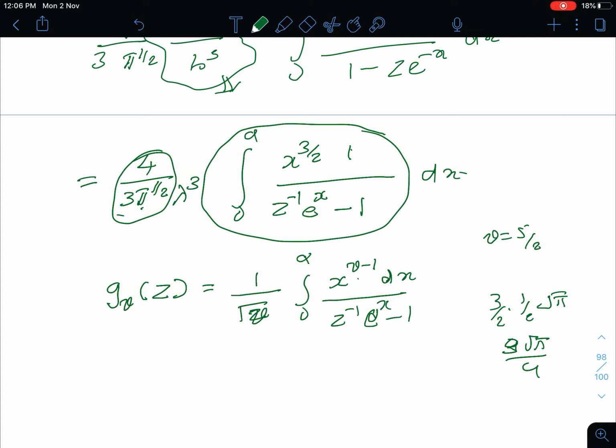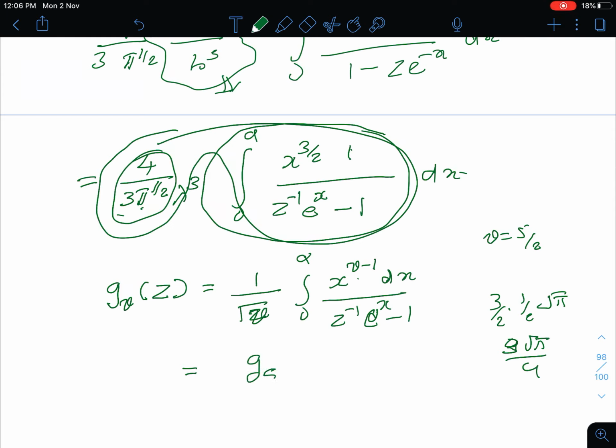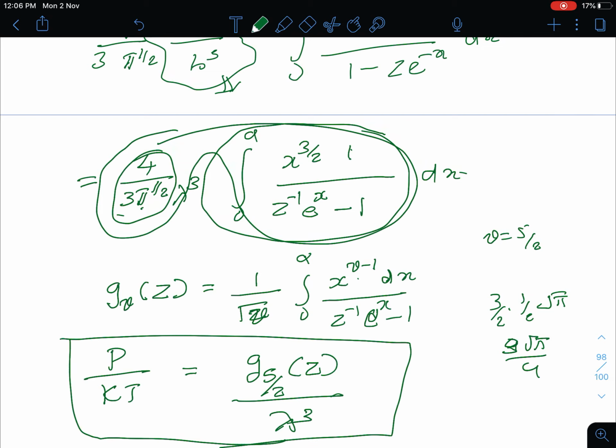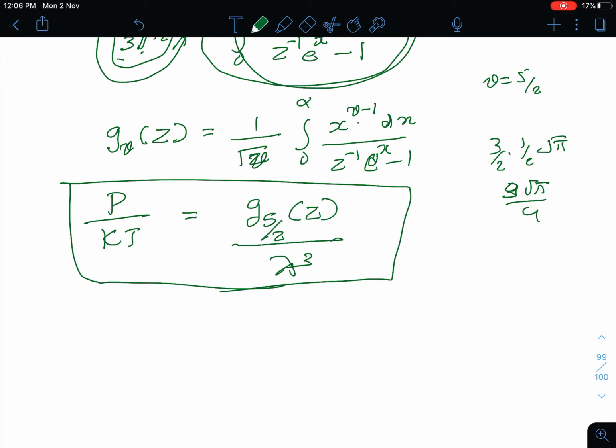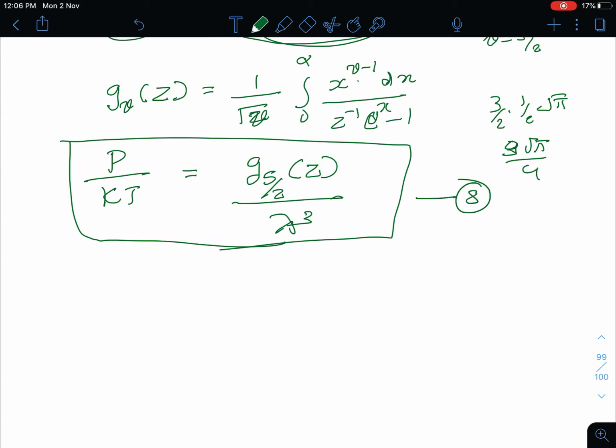1 by this is here. So simply this entire term is g 5/2 of z. So now I am writing this is g 5/2 of z divided by lambda cube. That is the P by KT. Wow, this is a very important result as far as the Bose-Einstein condensate is concerned. Good. P by KT. So what's the number we can put? 7, 8. So this is the 8th number. Correct.